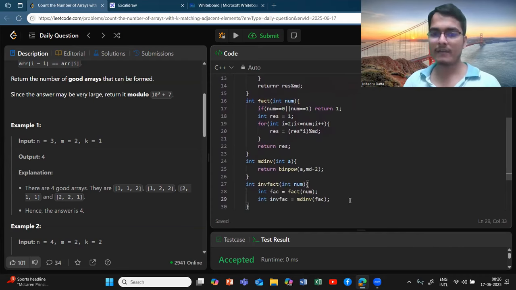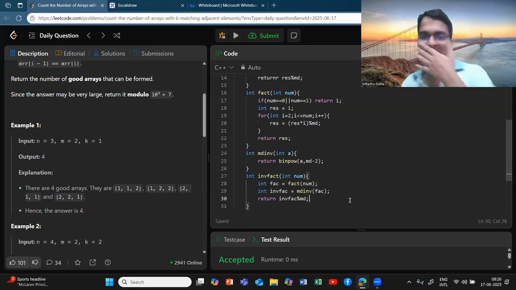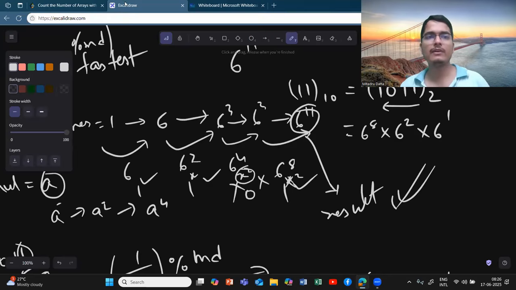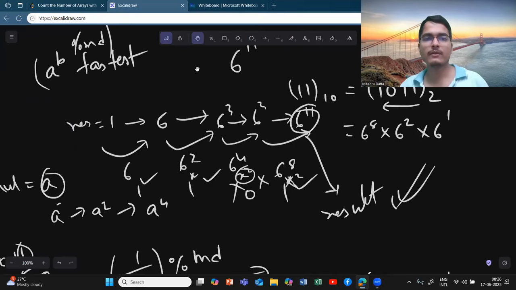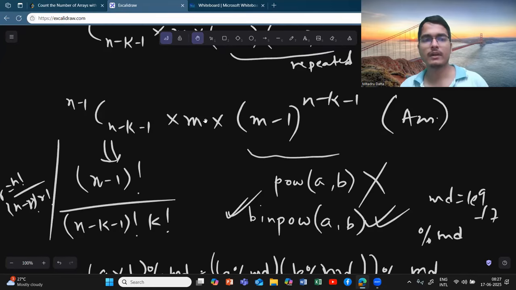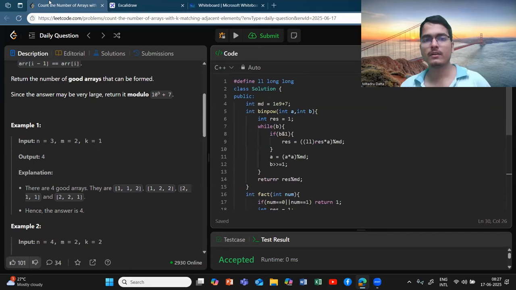So I have it, and I just return this inverse factorial modulo mod. I have everything which I need. I will go and see my final expression, whatever it was, because I need to write that. So I will first try to calculate this NCR value.